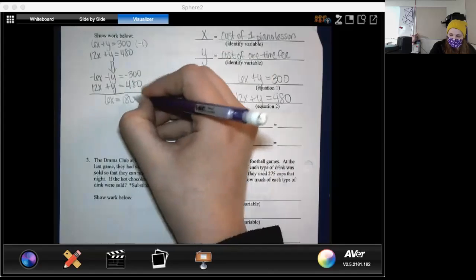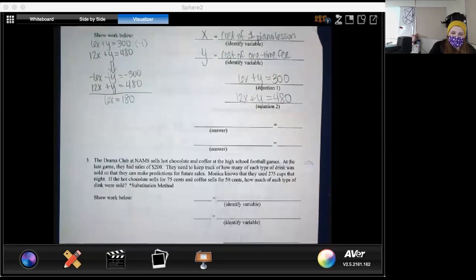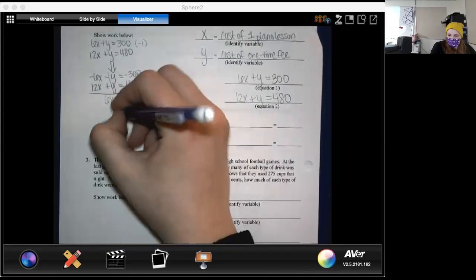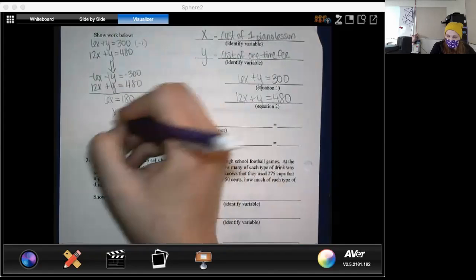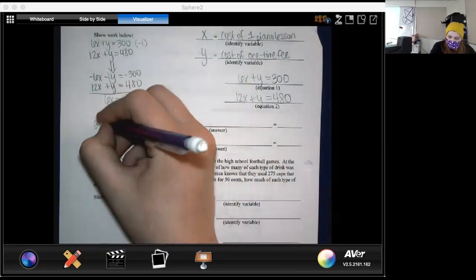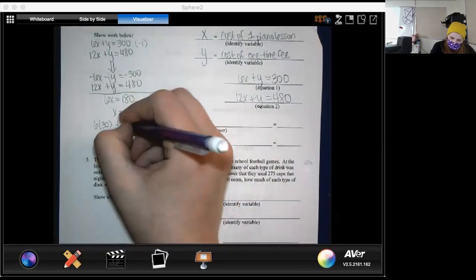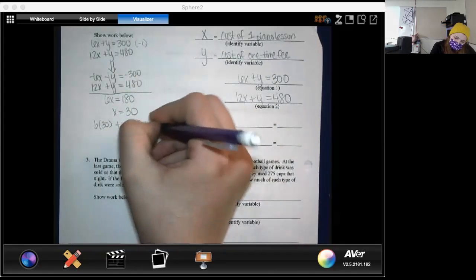x equals 180, yes. Which we would divide, and x would equal 30, good. Now we're going to go ahead and substitute that back in to solve for y. It does not matter which equation you substitute it into, as long as you solve for y.